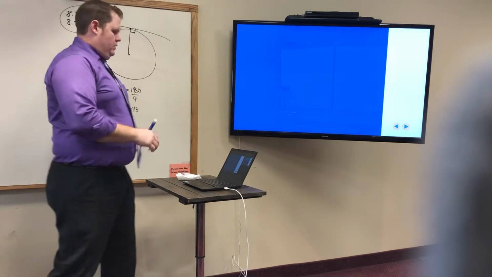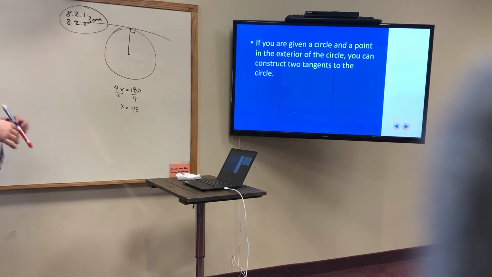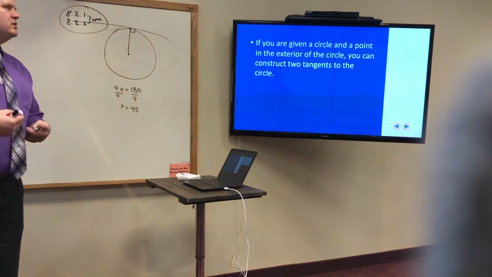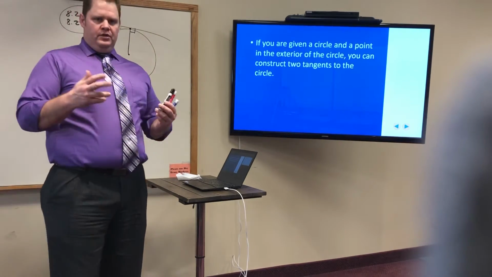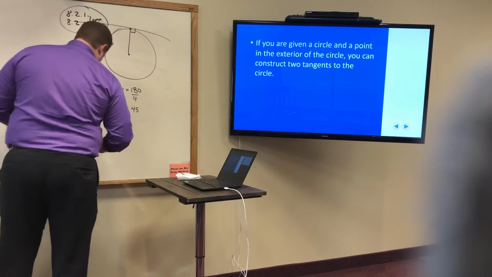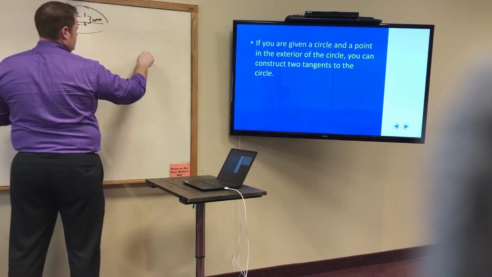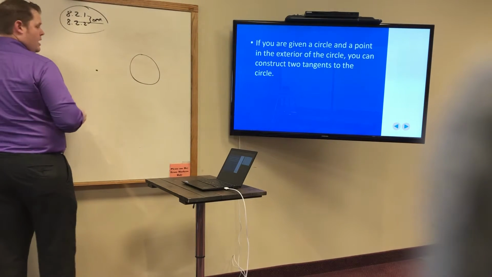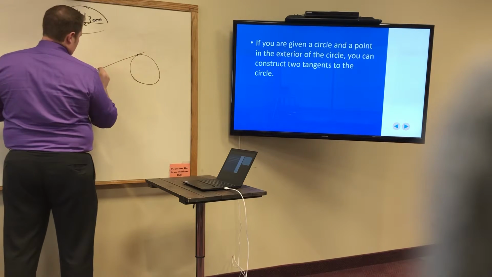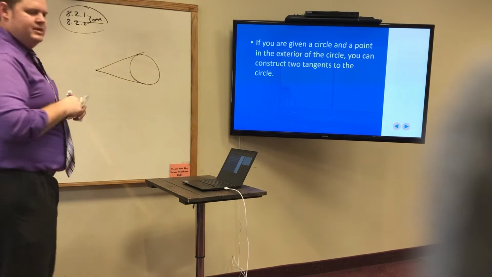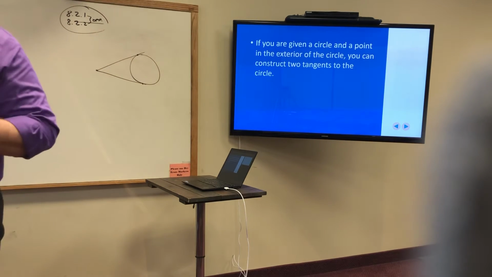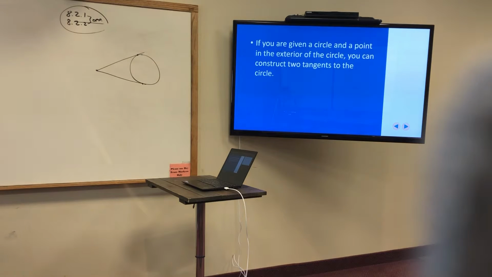All right? So next thing you need to know. Given a circle and a point in the exterior of the circle, you can construct two tangents to that circle. All it's saying is this: if I have a circle, and a point that's not on that circle, I can draw two lines that are going to be tangent. Why? Because I can draw two lines from there that will only touch the circle one time. So we're not talking about a very difficult thing, but it is something that you just have to remember.